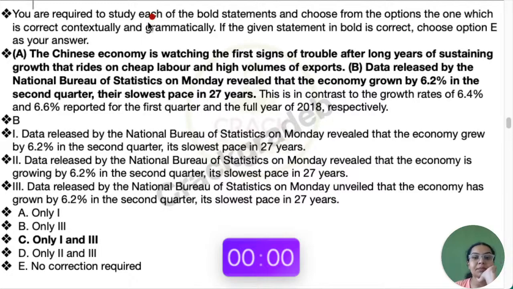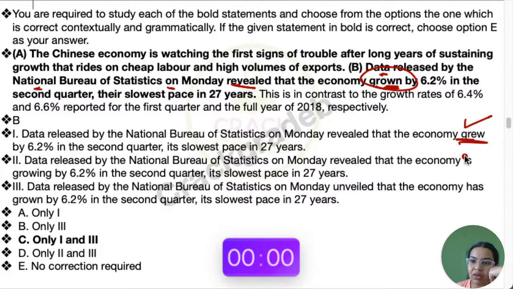First and third one. Data released by National Bureau on Monday revealed that the economy grown by this much, their slowest pace in so many years. I cannot use verb third form as the main verb alone. If it were economy has grown, that would be a different matter. Also, this is something that happened in past, revealed. So that's why I can say economy grew.